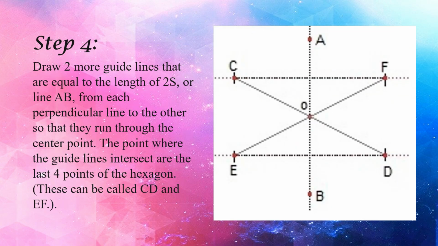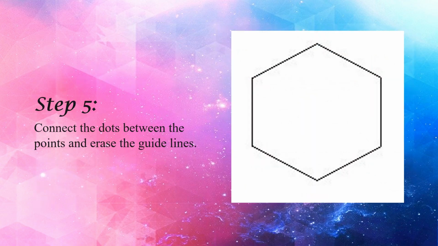Step 4. Draw two more guidelines that are equal to the length of 2S or line AB from each perpendicular line to the other so that they run through the center point. The points where the guidelines intersect are the last 4 points of the hexagon. This can be called line CD and line EF. Step 5, last step, connect the dots between the points and erase the guidelines.